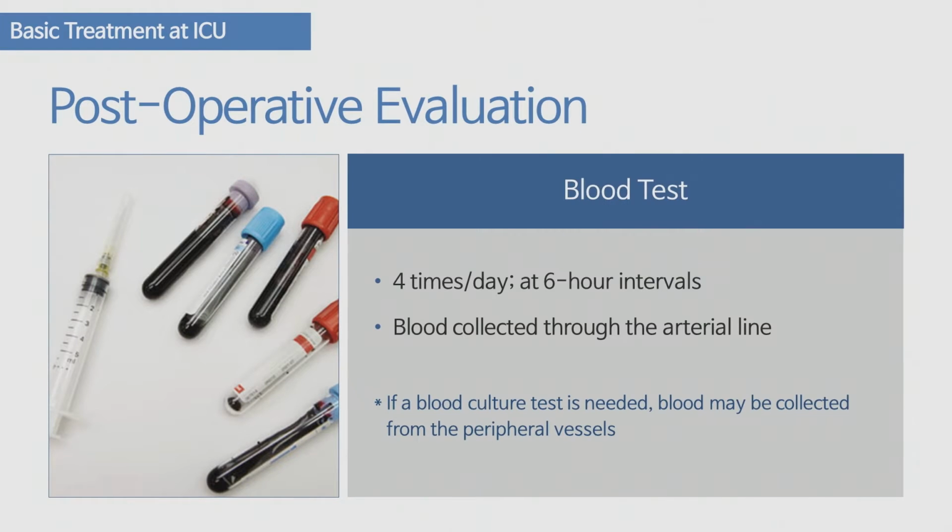The patient's condition and drug concentration levels can be evaluated by conducting blood tests 4 times a day at 6-hour intervals. Blood tests can show signs of bleeding, abnormal liver enzymes, electrolyte imbalance, and inflammatory responses. Due to frequent blood sampling and patient discomfort, blood collected during ICU care will be completed through the arterial catheters. However, if a blood culture test is needed, it may be done through the peripheral blood vessels.